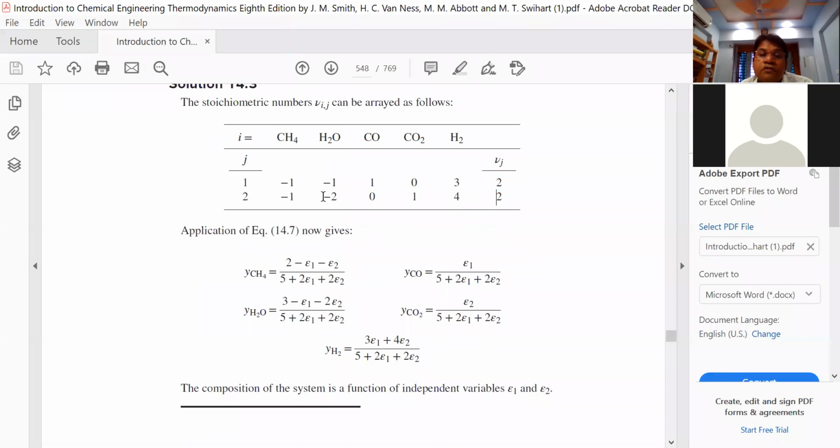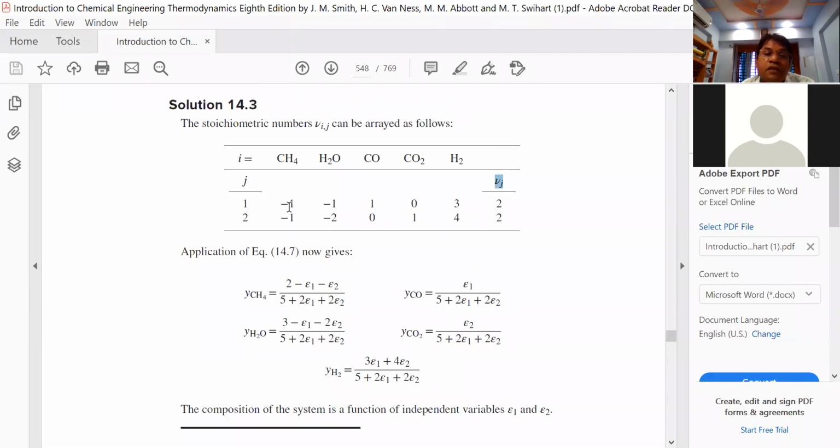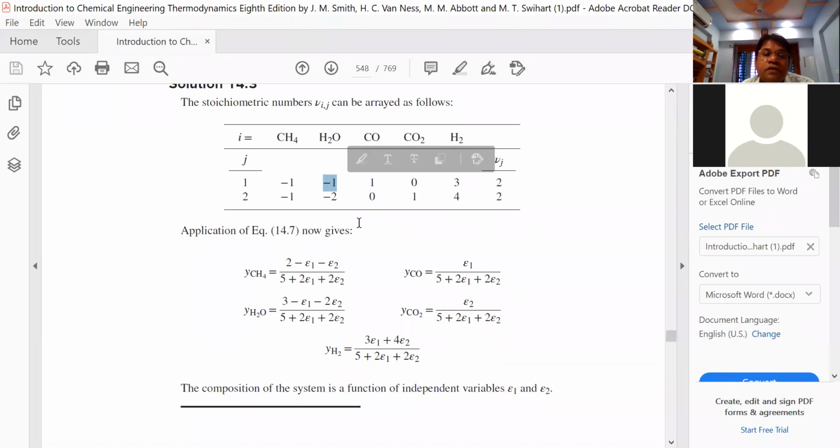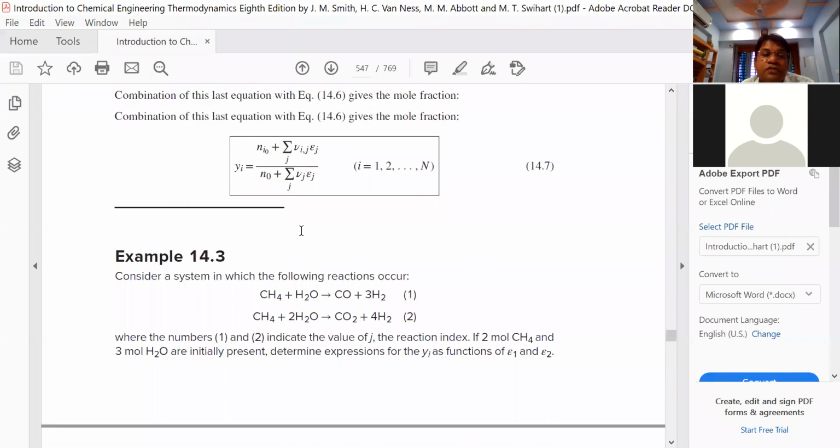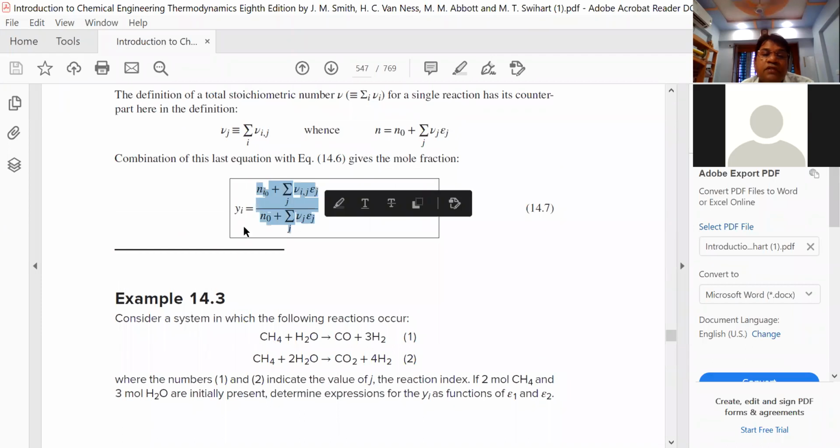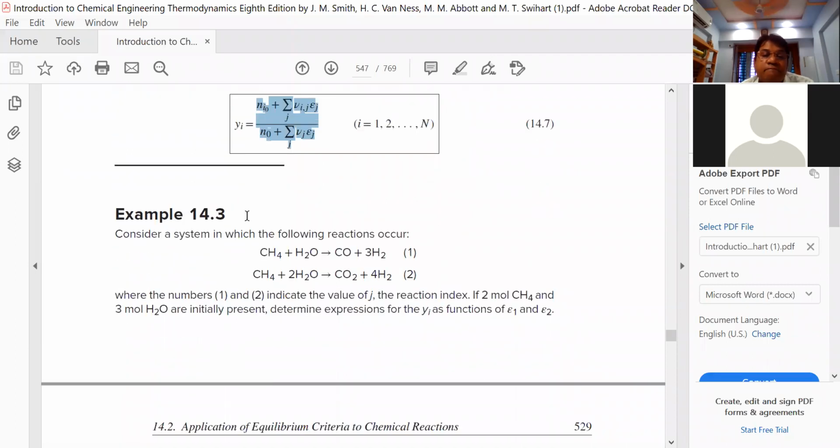Here also you just add all these things. 4 plus 1, 5, minus 3. 5 minus 3 is 2. So here also 2. So now you got the value of nu j, then you got the value of nu ij, and all the values, and you can put in this equation to frame the mole fraction of each species.